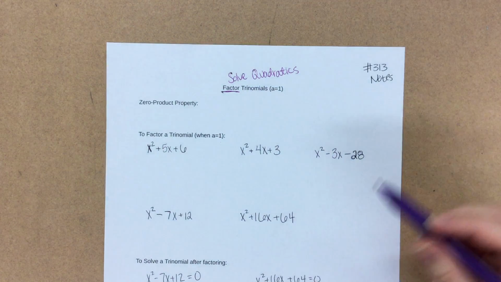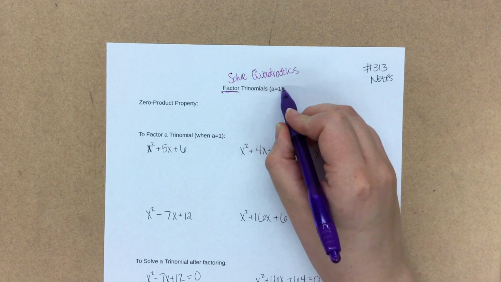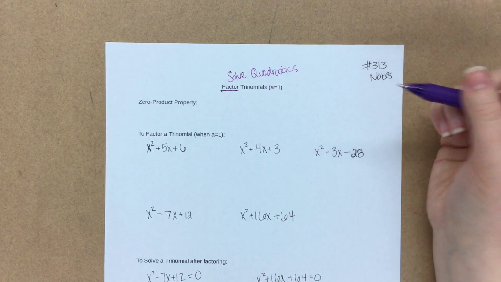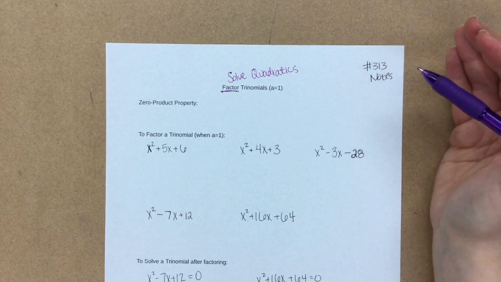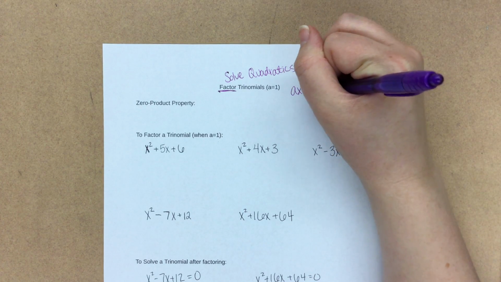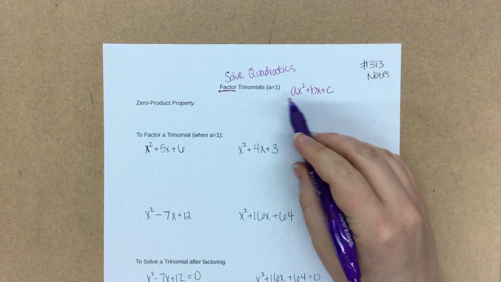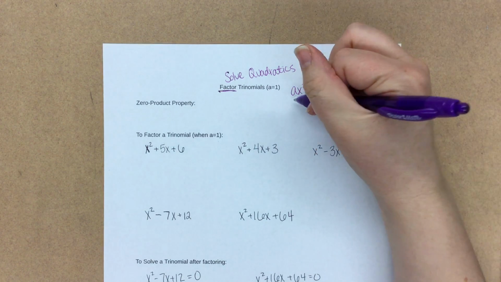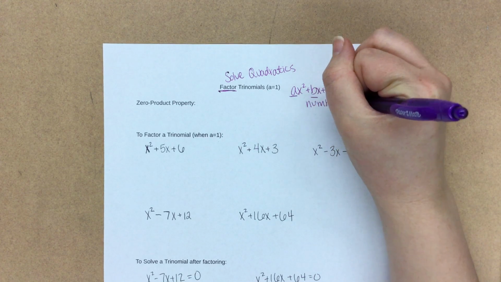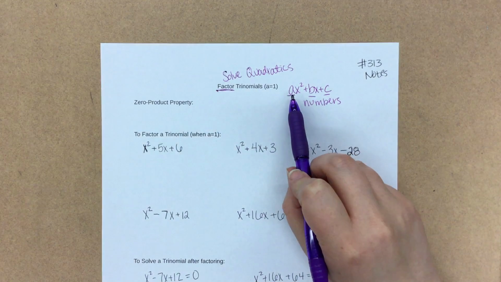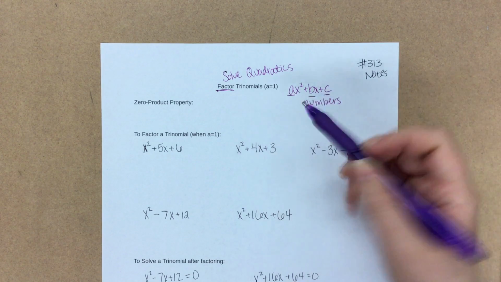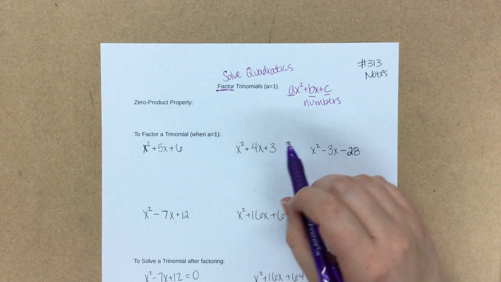Okay, so I'm going to call this factor trinomials where a equals 1, because in a typical standard form, a normal form of a quadratic equation, it would look like this: ax squared plus bx plus c, where a, b, and c all represent numbers. So we always refer to a as the coefficient in front of our x squared term, or whatever variable it is, our squared variable term.